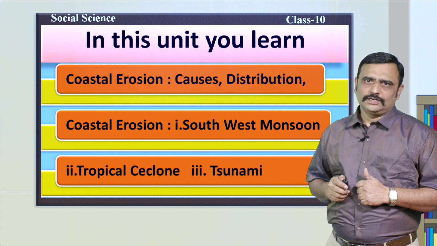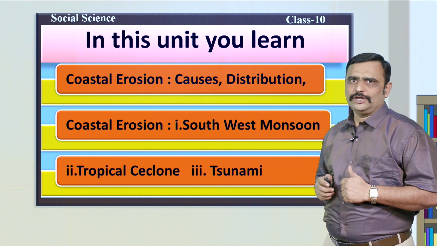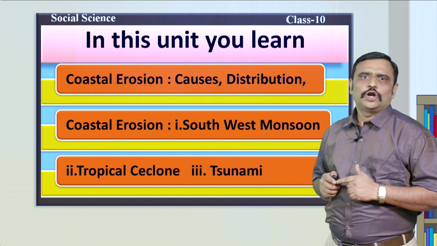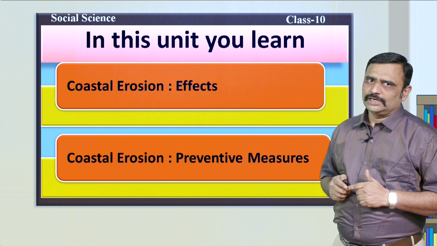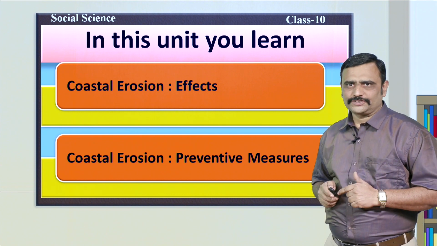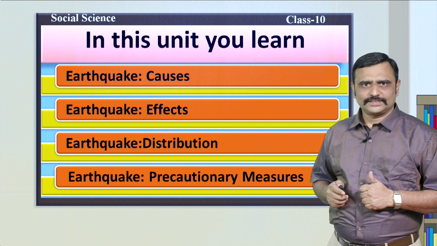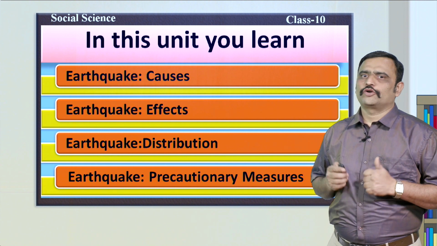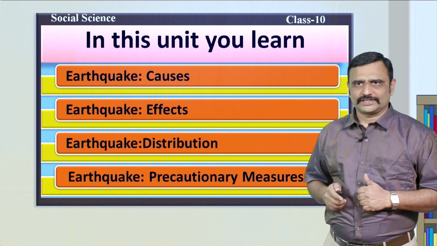Coastal erosion, its causes, distribution, coastal erosion especially in southern area due to southwest monsoon, tropical cyclone and tsunami. Coastal erosion effects and preventive measures. Earthquake, its causes, earthquake effects, earthquake distribution in India, earthquake precautionary measures to be taken to minimize its effects.